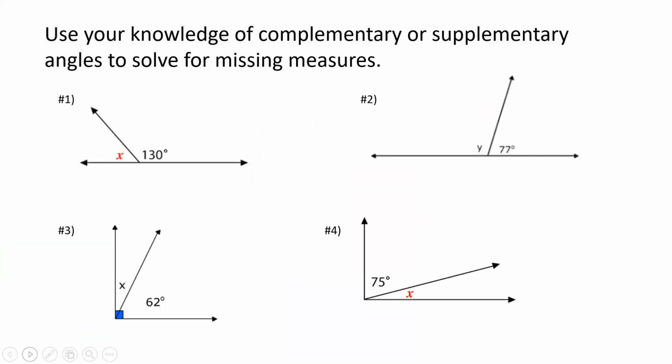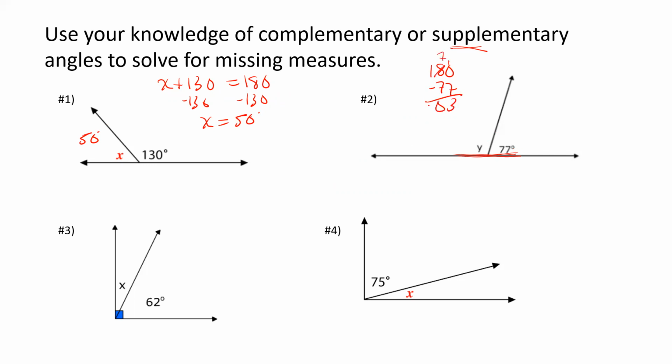All right, so if I asked you what the missing values were, number 1, hopefully you recognize that's a supplementary angle. Well, there are two supplementary angles. So if we subtract 130 from 180, we would see that angle X is 50 degrees, right? These are supplementary angles. They make this big straight line. So if we subtract 77 degrees from 180, we would get 103. Angle Y is 103 degrees.